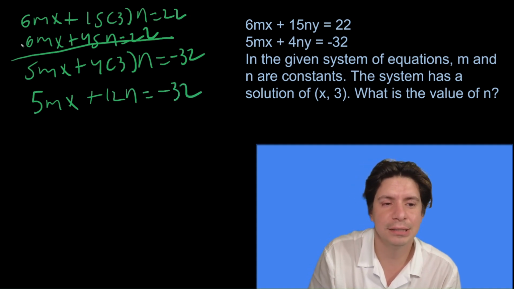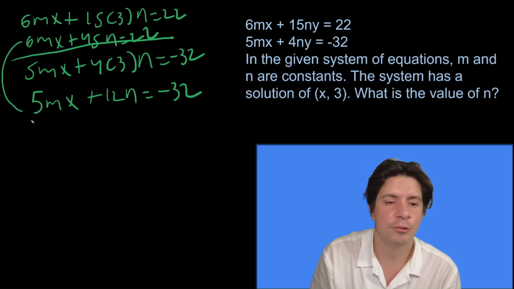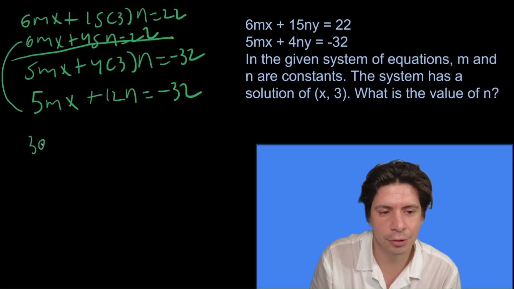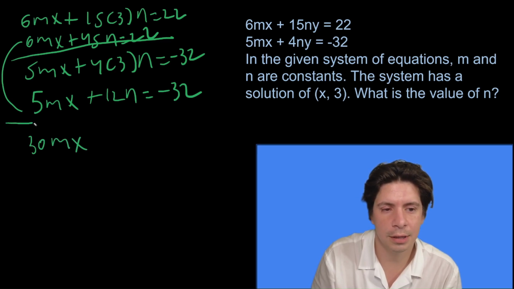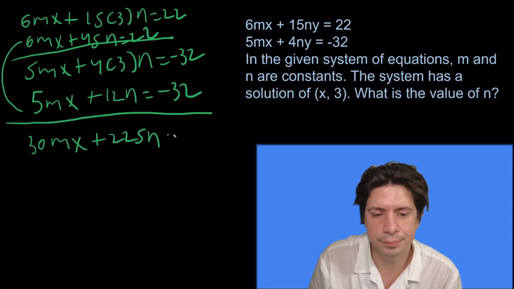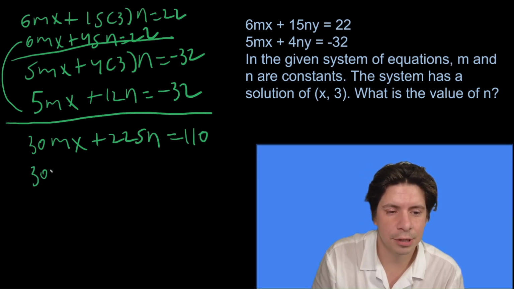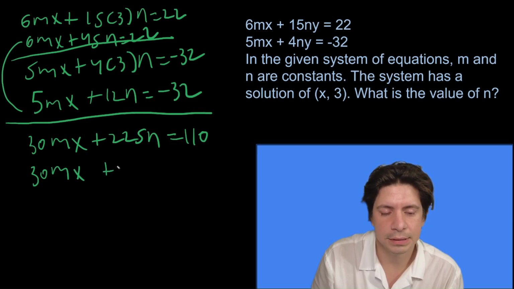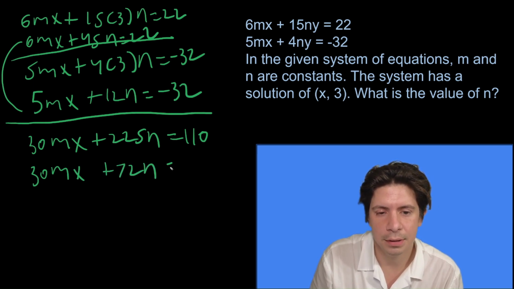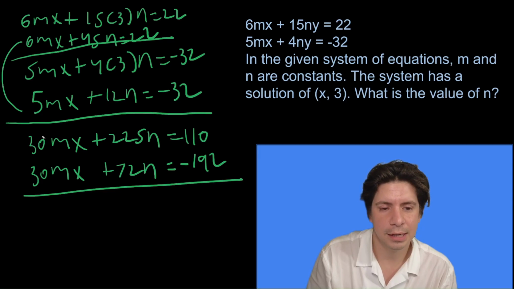Now I'm going to do the elimination method to cancel the mx's out. So I'm going to multiply the first one by 5, multiply the second one by 6. So in the first one I'm going to get 30mx. Here I'm going to draw a line to separate the stuff I've just done. 30mx plus 225n equals 110. And then the second one I'm going to multiply by 6, 30mx plus 72n equals negative 192. Now I'm going to subtract them, and I'm going to cancel these out.